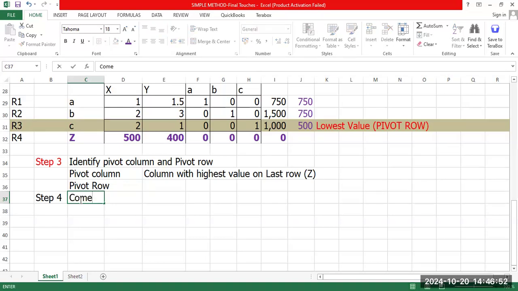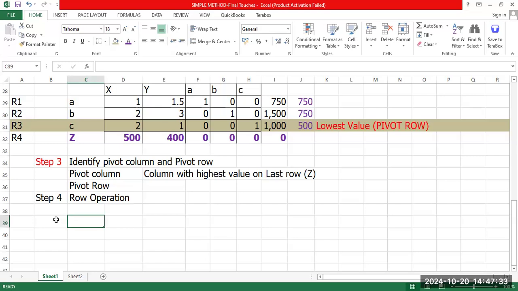Step 4: come up with the formulas. Let me just call it row operation. Under row operation, you're trying to come up with formulas. But these formulas are going to help you to do what?